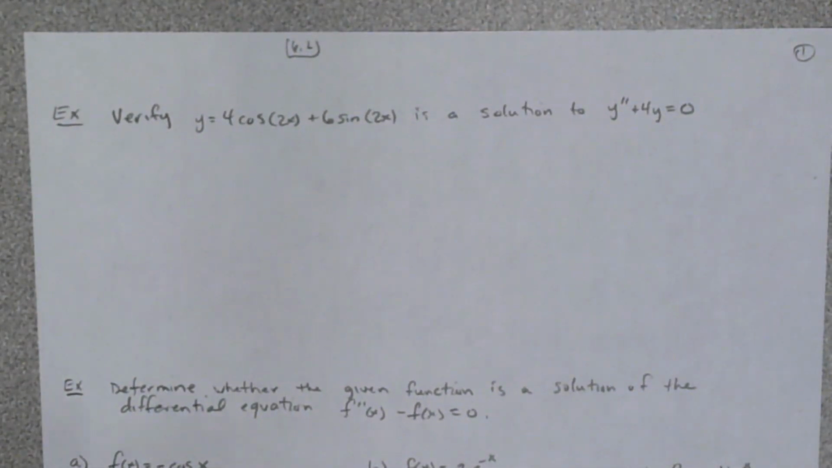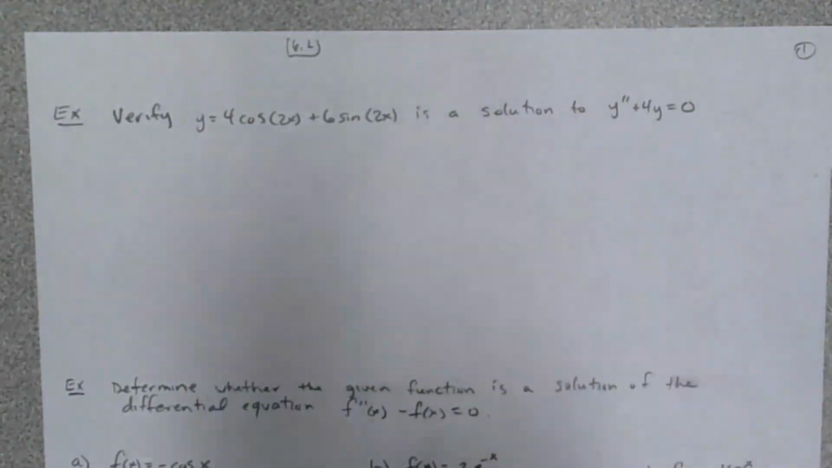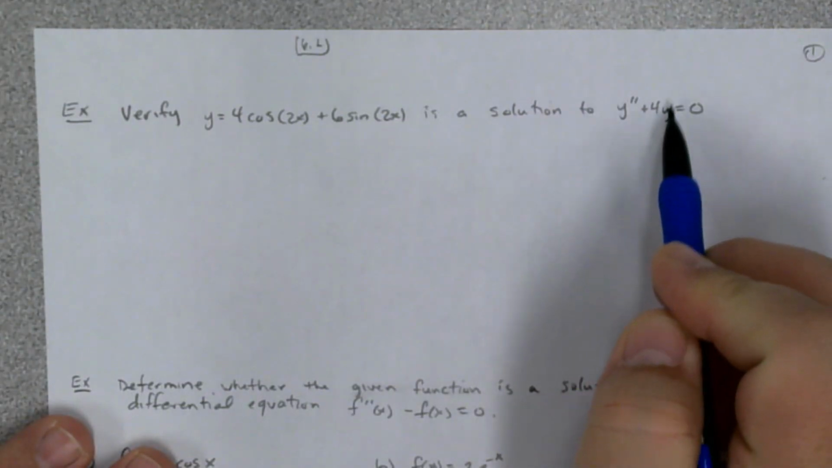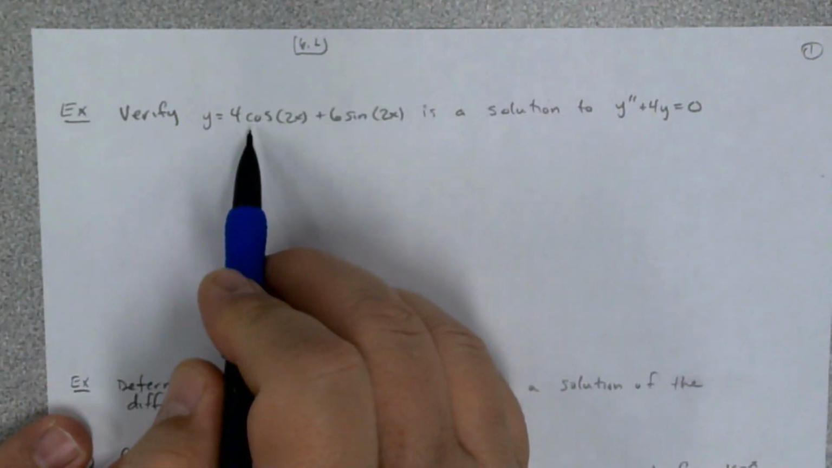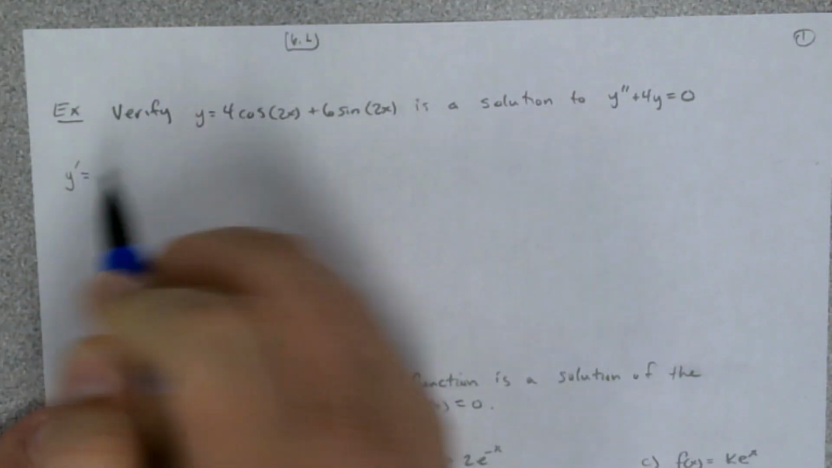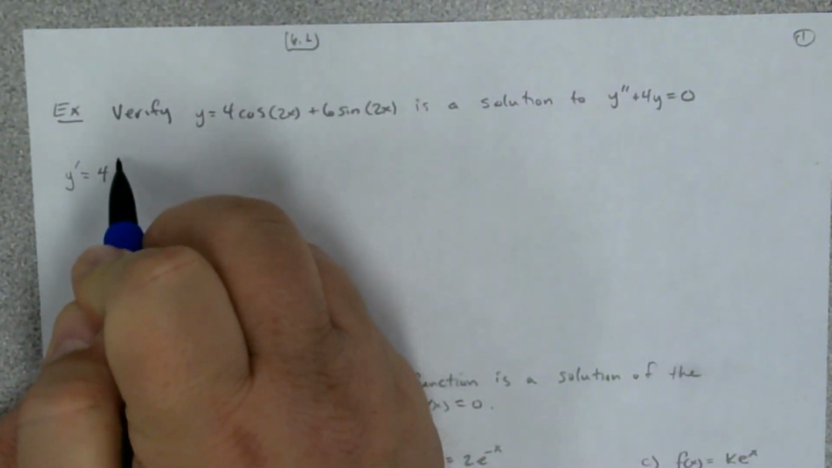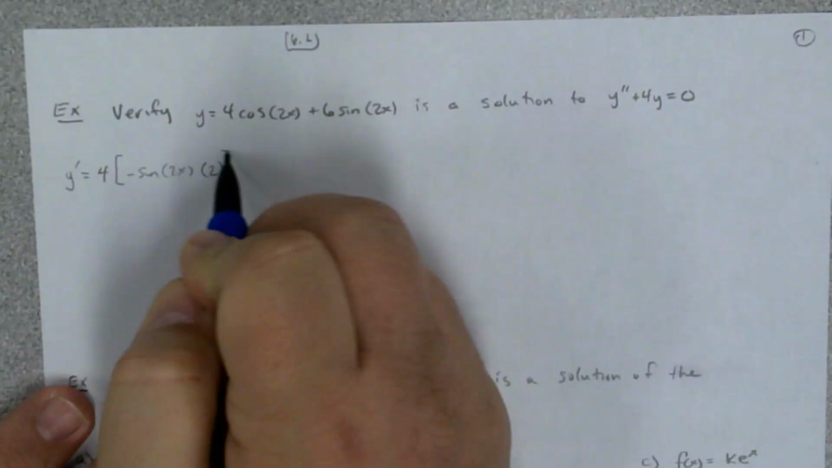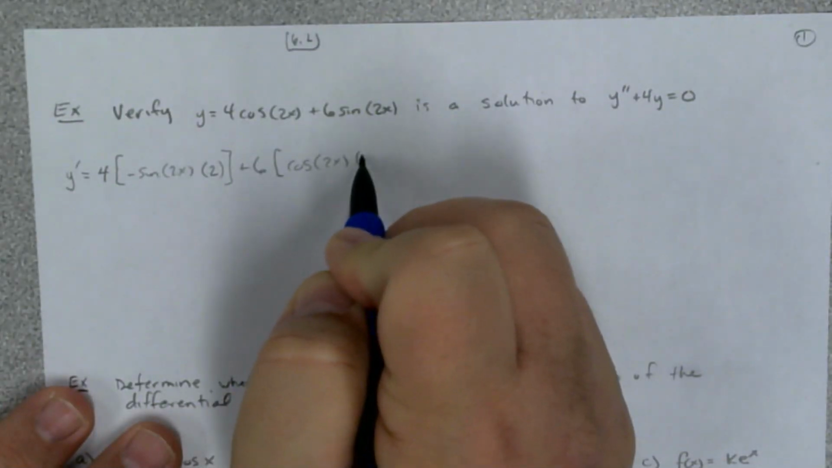How do I verify that this is a solution to this? When you look at it, you can see clearly that my equation that I'm trying to plug into has a second derivative and then just the function itself. So that means I have to first find the second derivative of this. So we need to find y double prime. Start with the first one, y prime, and take the derivative with respect to x. As you do, you're going to get negative sine of 2x times the 2, and then 6 the cosine of 2x times the 2.